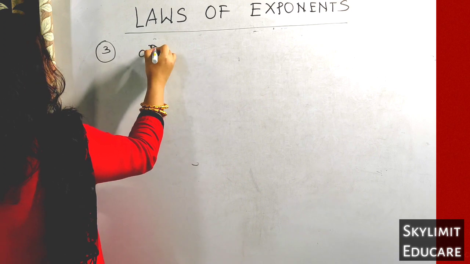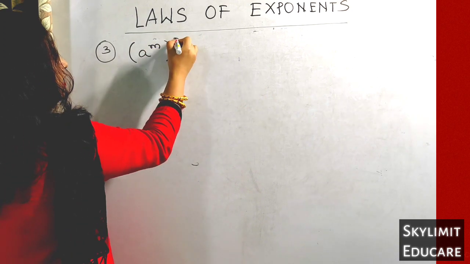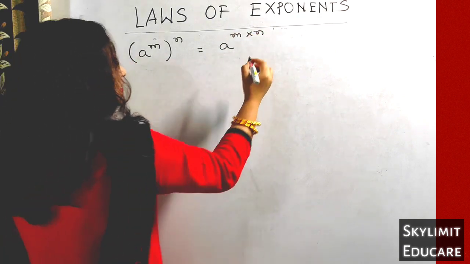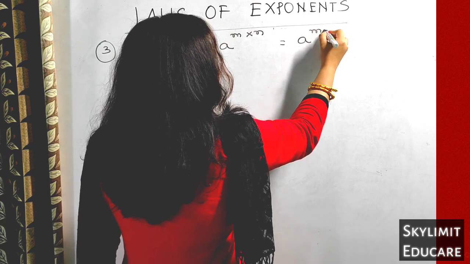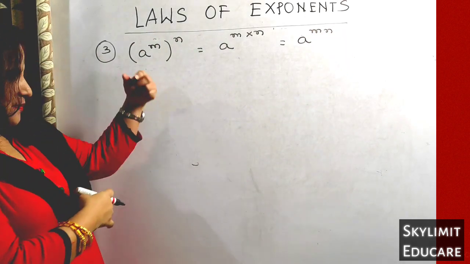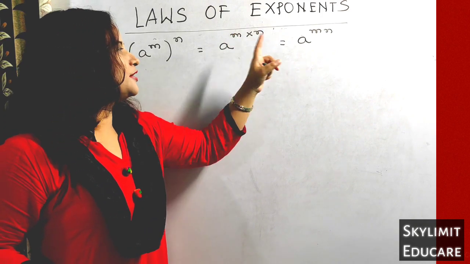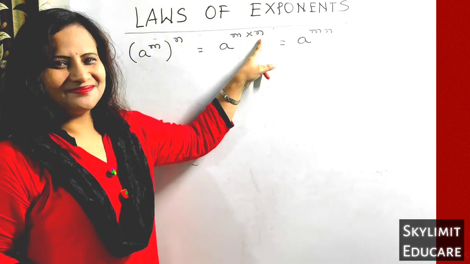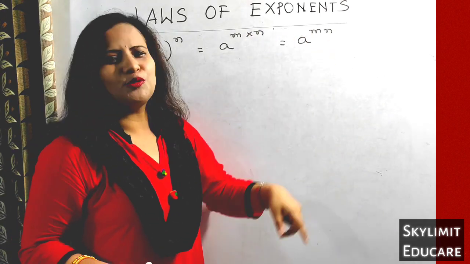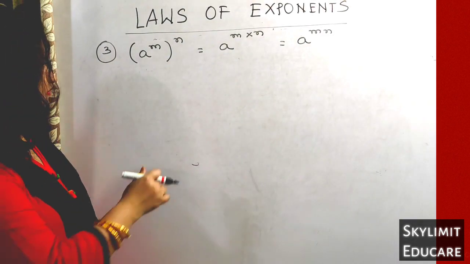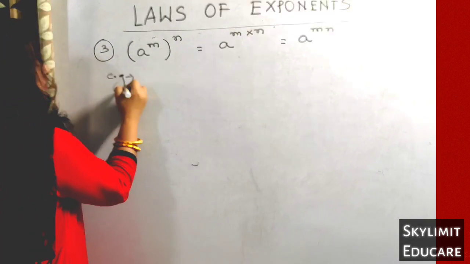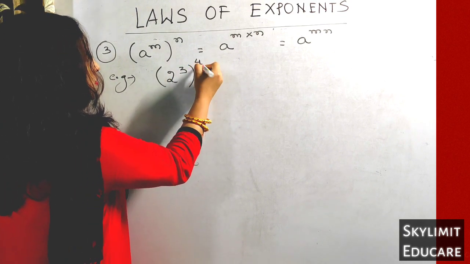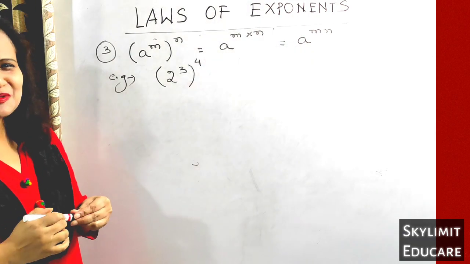a to the power of m whole to the power of n is equal to a to the power of m multiplied to n, that is a to the power of mn. When you are reading algebra, which I will be teaching you after this, you will come to know that when you multiply two letters, you can just remove the multiplication sign and write them together. What is the meaning of this? Let us see. Suppose you have 2 to the power of 3 whole to the power of 4. So you have a double power here, yes or no? Double power is there.